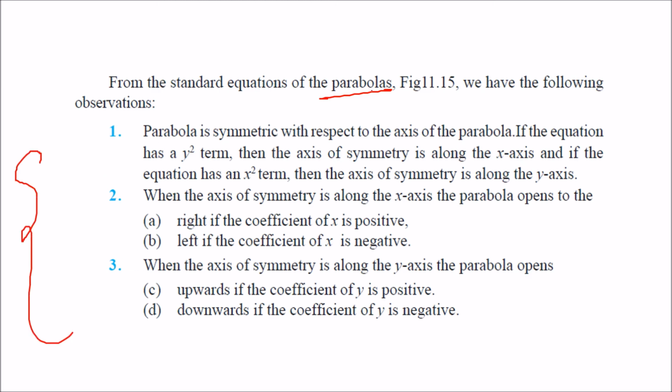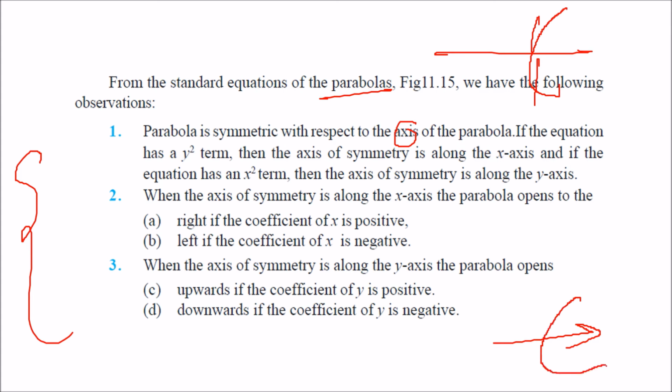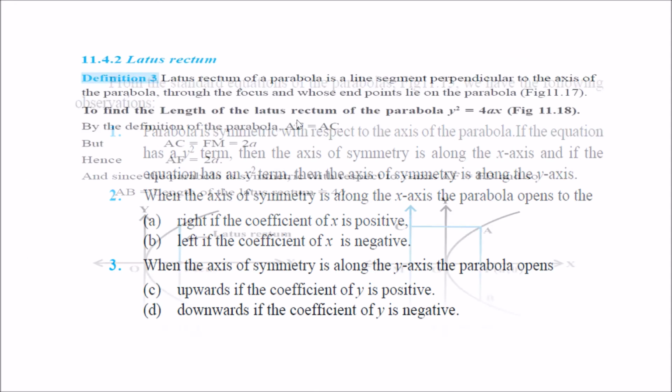First of all, the parabola is symmetric with respect to the axis. As you have seen, it is symmetric, above also, below also. Also, when the axis of symmetry is your x-axis, the parabola opens to the right if the coefficient of x is positive, left if the coefficient of x is negative. In a similar fashion, if the axis of the parabola is the y-axis, then it will open upward if the coefficient of y is positive, and downward if the coefficient of y is negative. This you have to remember.